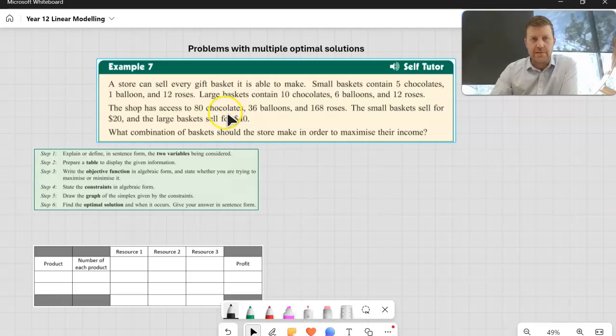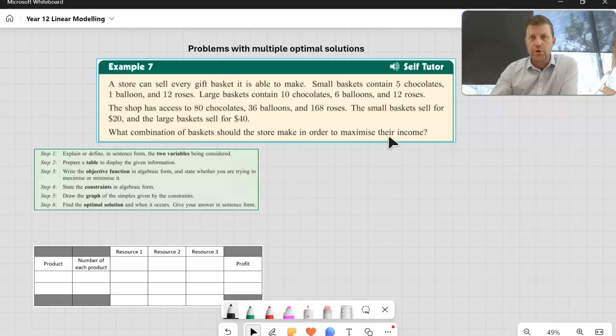The shop has access to 80 chocolates, 36 balloons, and 168 roses. Small baskets sell for $20 and large baskets sell for $40. What combination of baskets should the store make in order to maximize their profit?